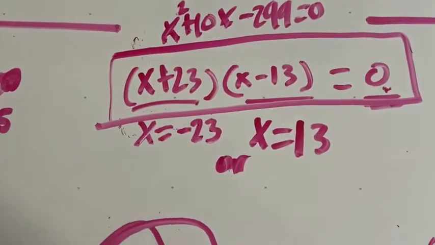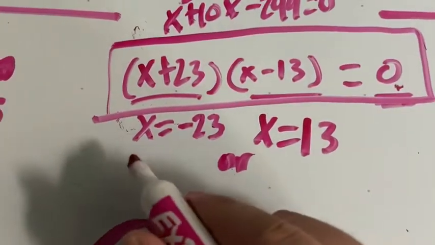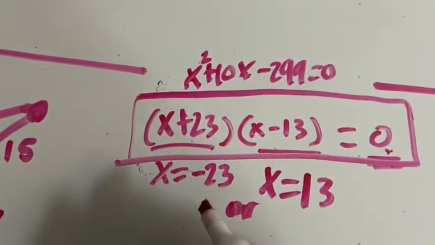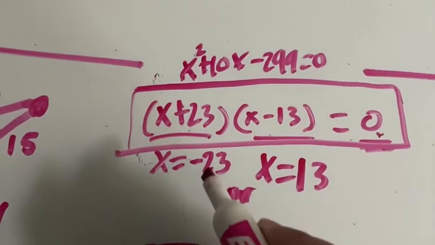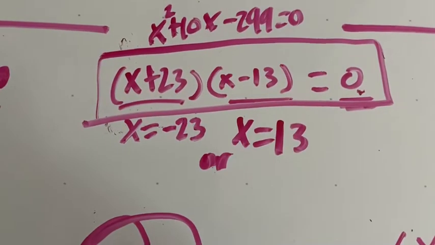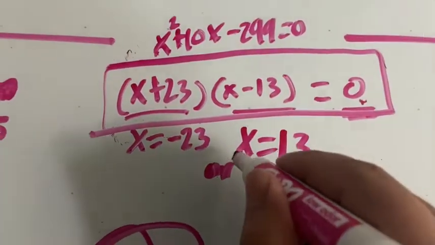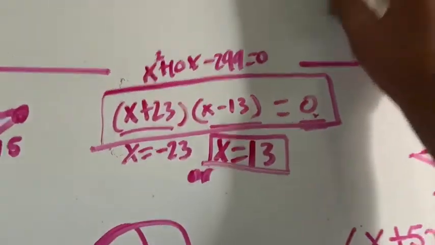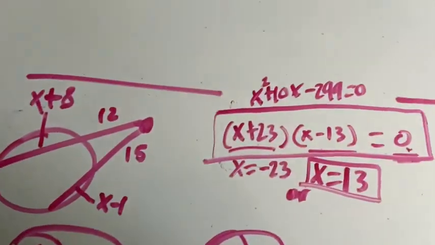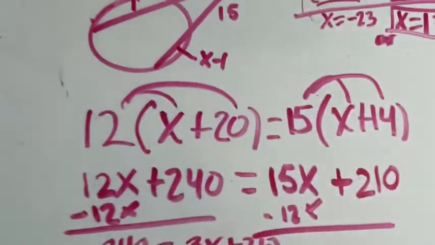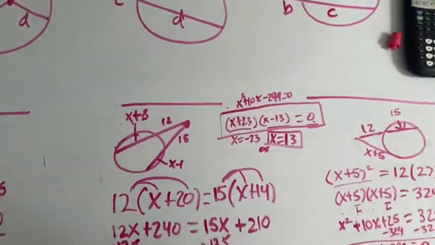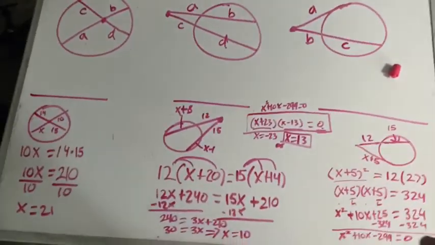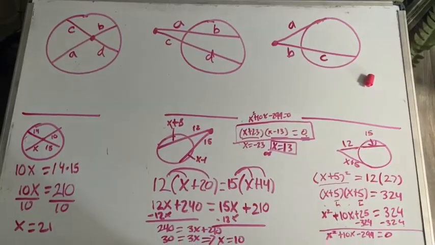Okay? So which one is our answer? Well, let me ask you this. Can a side length be a negative number? It cannot, so our answer would be x is equal to 13. This one would probably be one of the more difficult ones just because there are more steps. However, there are example problems to go along with this that I'll show at the end of the video so that you can get enough practice on it, okay?